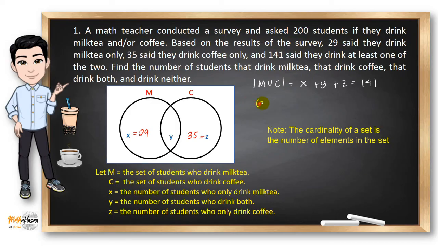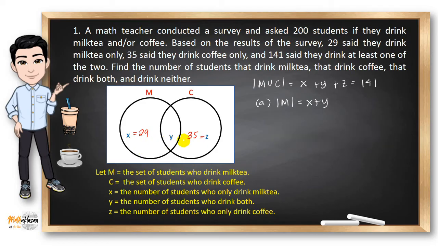Now that we know the given, we need to find the number of students that drink milk tea. So for the first one, we need to find the cardinality of M, or the number of students who drink milk tea. And here, the formula is just X plus Y, because you can see in the Venn diagram that we just need to add the X and the Y to get the cardinality of M. For letter B, we need to find the number of students who drink coffee. So we need to find the cardinality of C. And in this Venn diagram, using the variables, it's just Y plus Z.